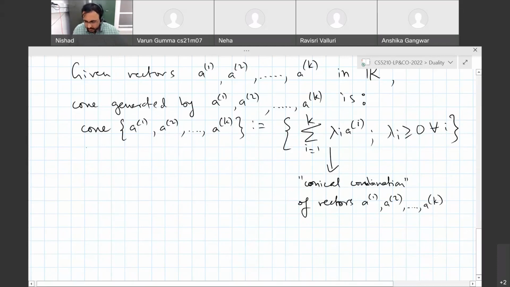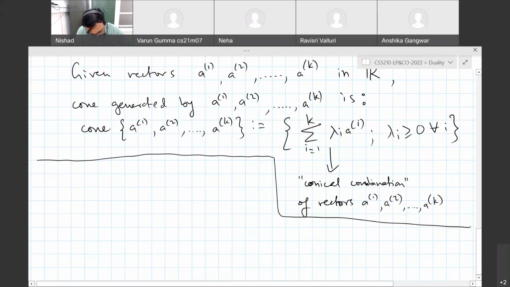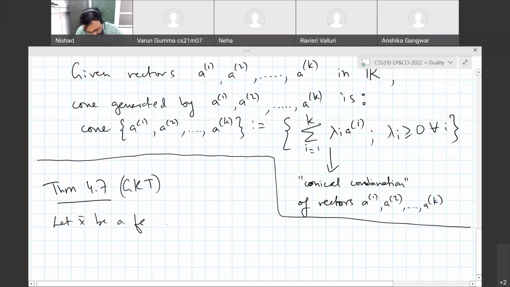All right. And let's see if I can just find the theorem. Yeah. So theorem 4.7, supposing you have a feasible solution for the following linear program, maximize C transpose X subject to AX less than or equal to B. Remember, whenever we are discussing geometry, we are treating all constraints in the same way, right?